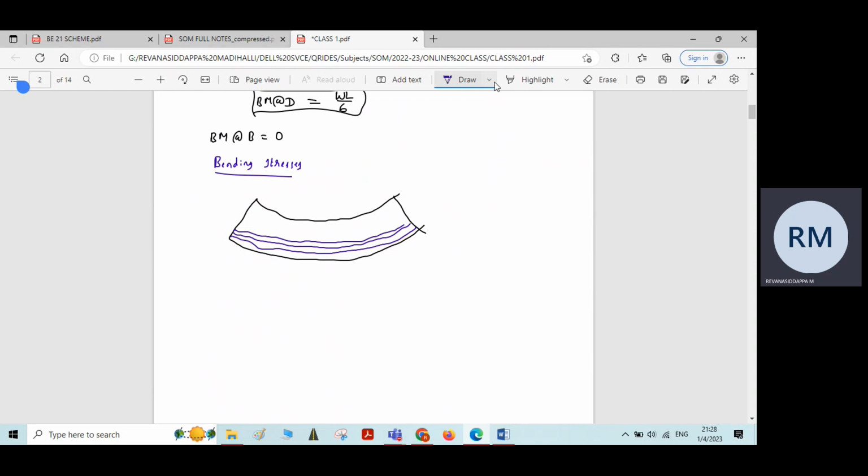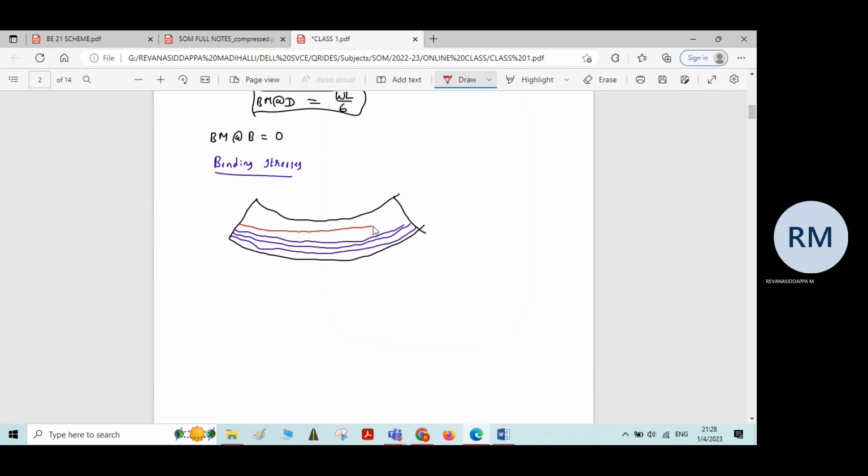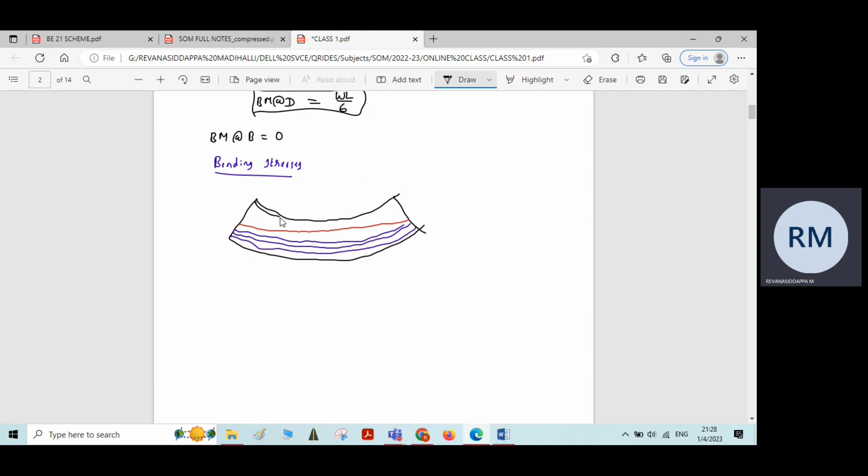At one particular point, there will not be any tensile or compressive stresses. If I take the fiber very next to the top fiber, there will be compressive stress in this fiber, but relatively lesser than in the topmost fiber. Similarly, in the next fiber there is comparatively less compressive stress compared to the previous fibers, like this. The compressive stress also goes on decreasing, but at one particular point the compressive stress will be 0, as well as the tensile stress.